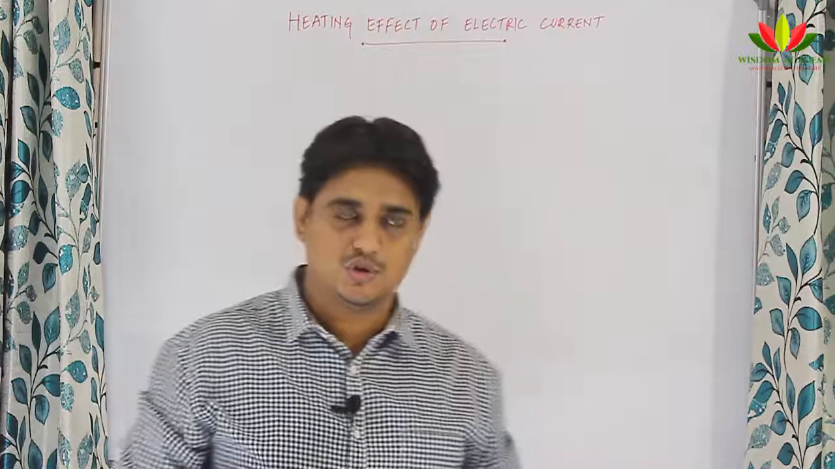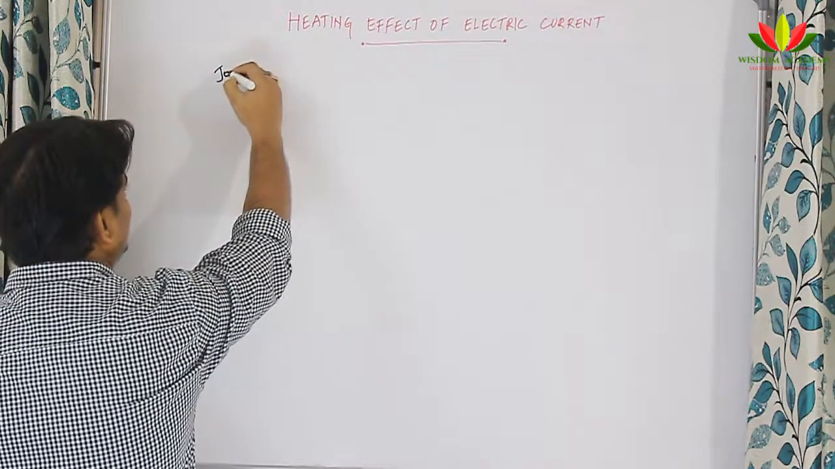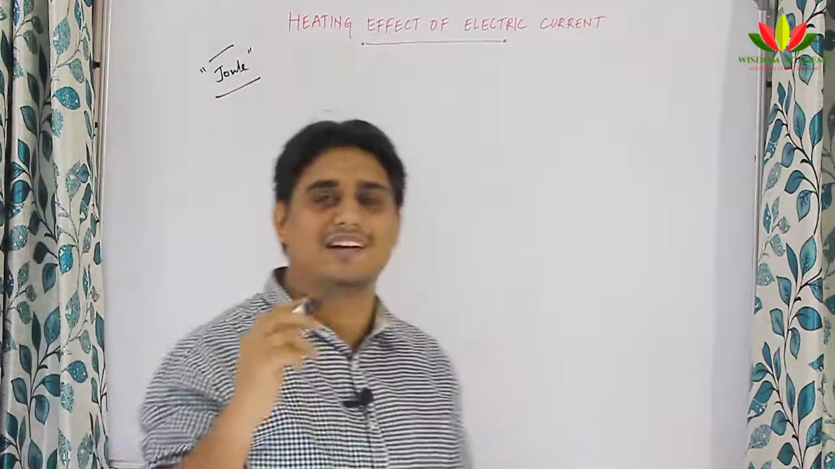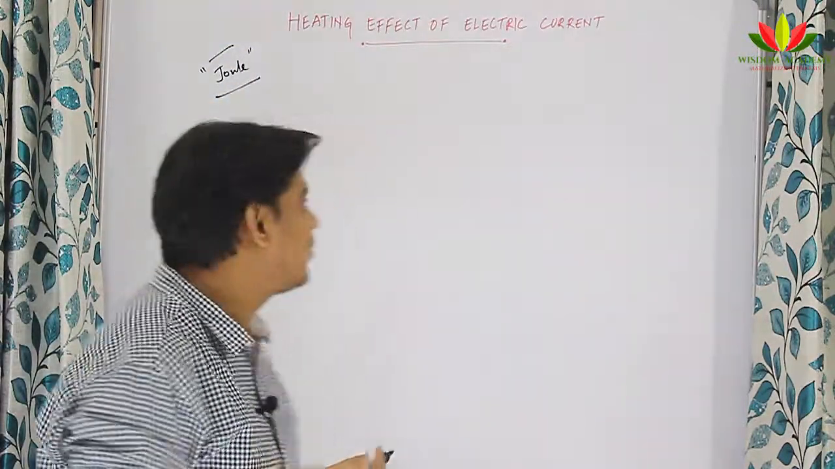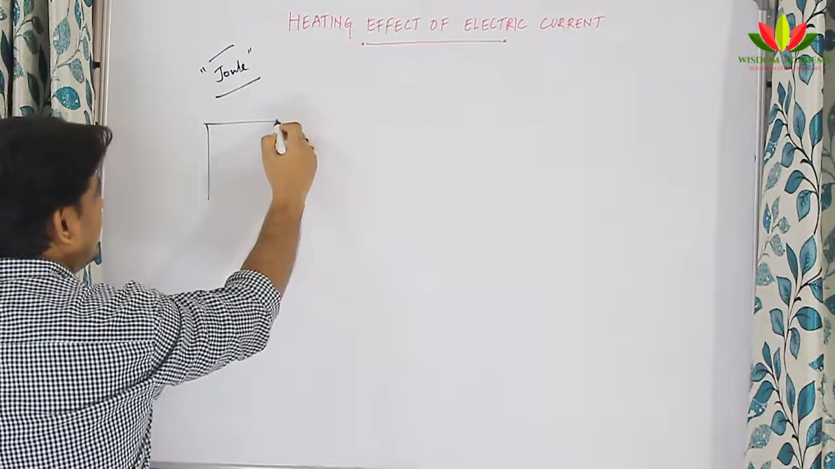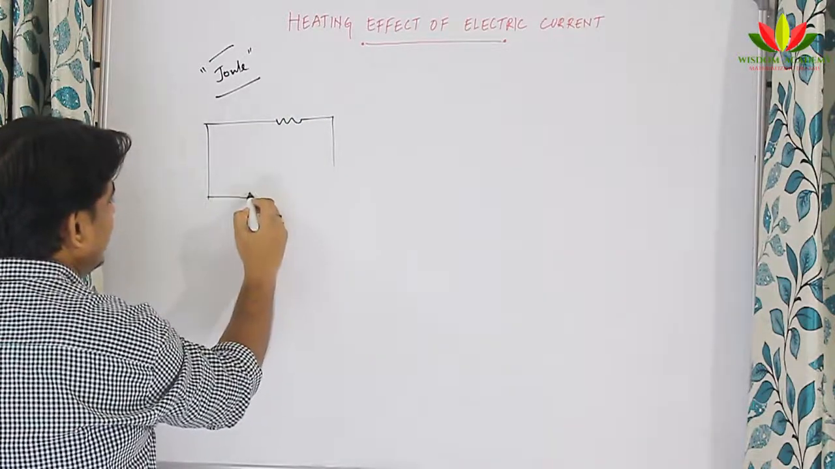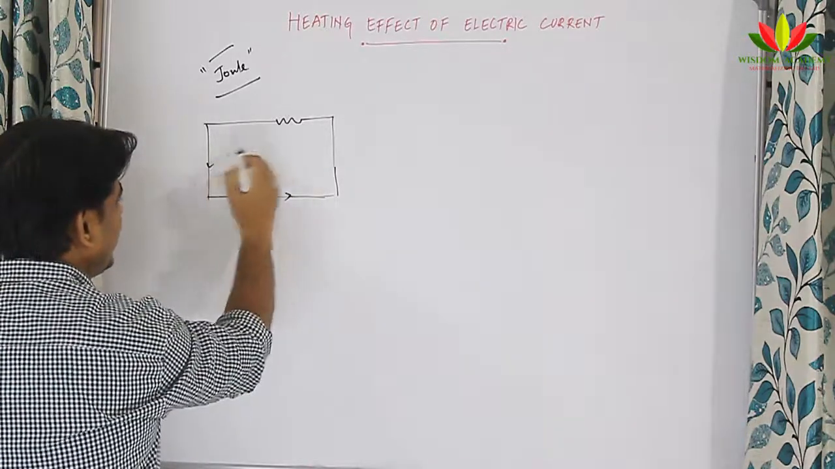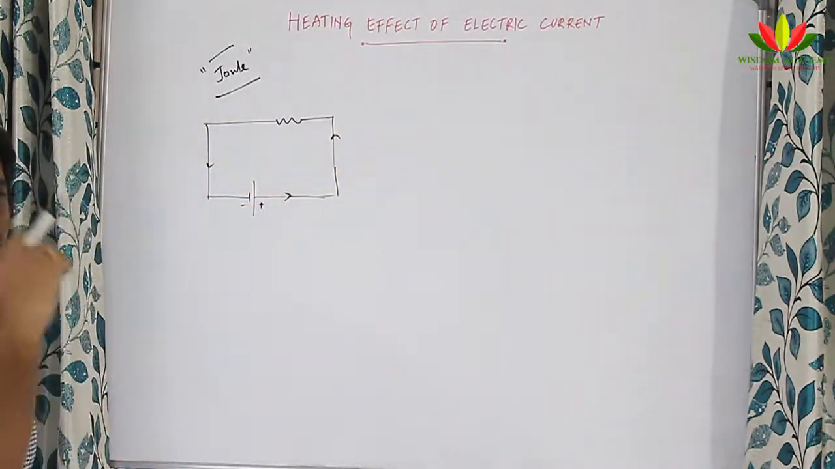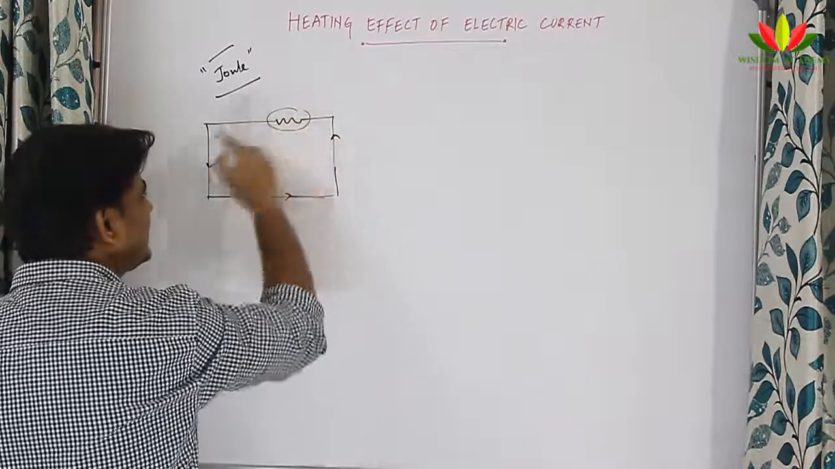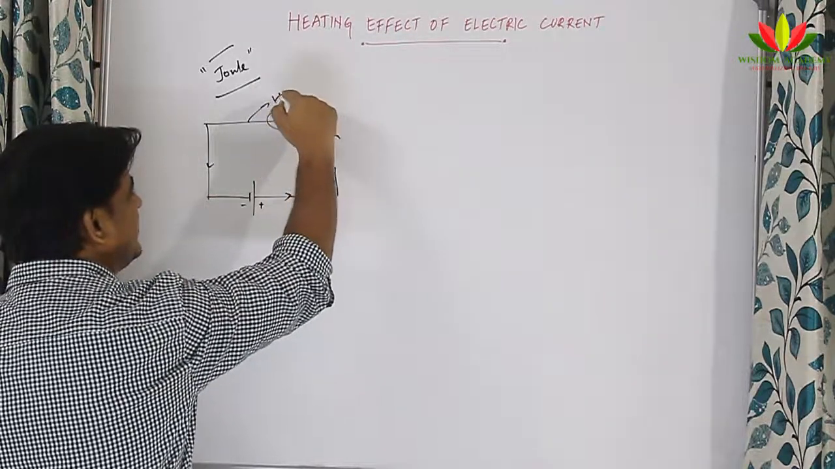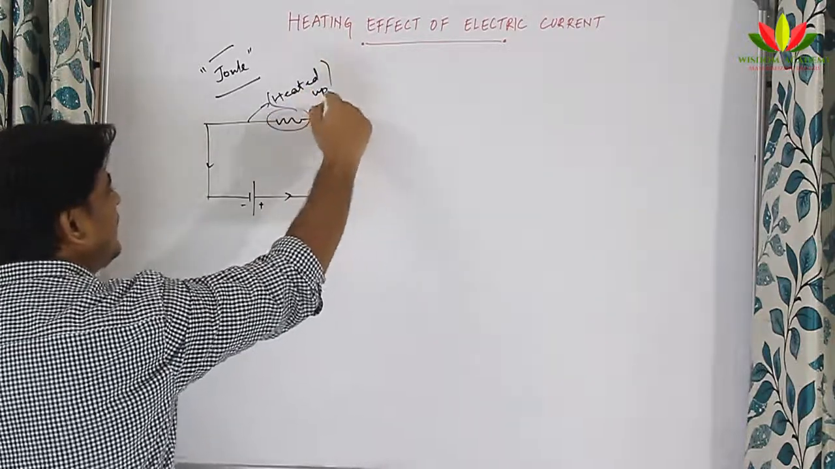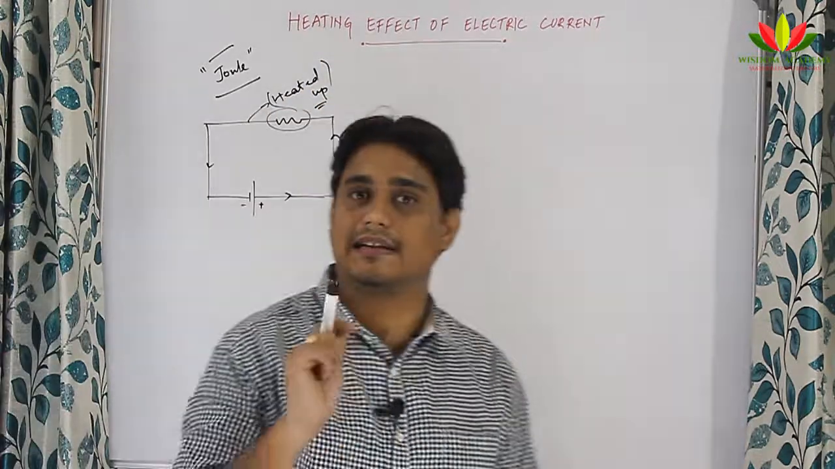Joule was a person who found that whenever current flows through a conductor, it heats it. Suppose I have a circuit in which current is flowing in this wire from here to here, like this. It was observed that this whole wire along with this resistance gets heated up. This effect of the current is known as the heating effect of electric current.